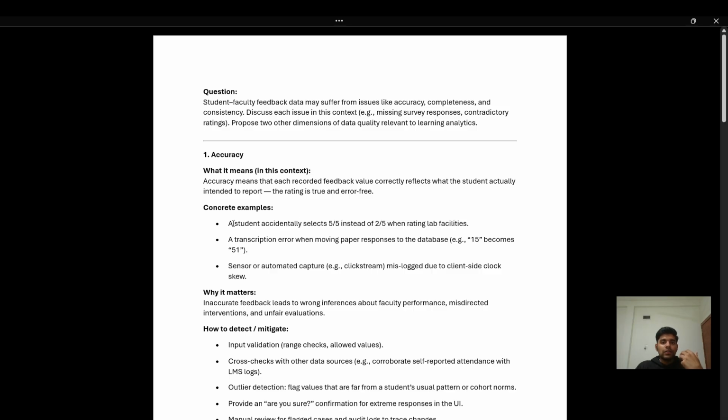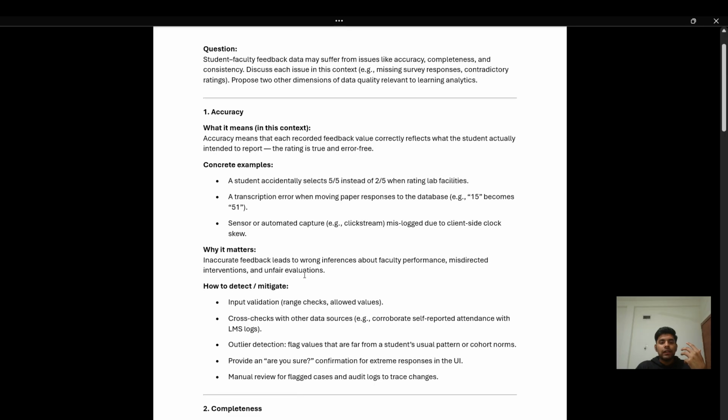Concrete examples: a student accidentally selects 5 out of 5 instead of 2 out of 5 when rating lab facilities. Second is a transcription error when moving paper responses to the database, like 15 becomes 51. And sensor or automated capture, like clickstream, is mislogged due to client-side clock skew. Why does it matter? Inaccurate feedback leads to wrong inferences about faculty performance, misdirected interventions and unfair evaluations.